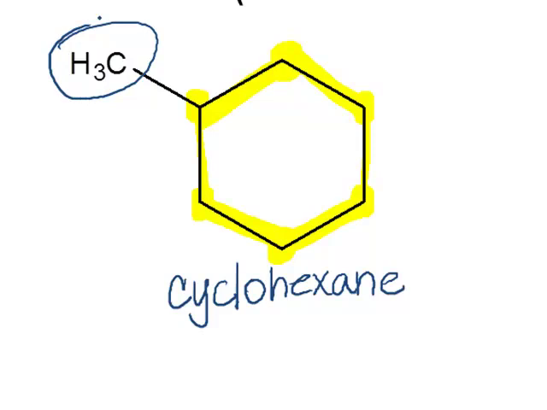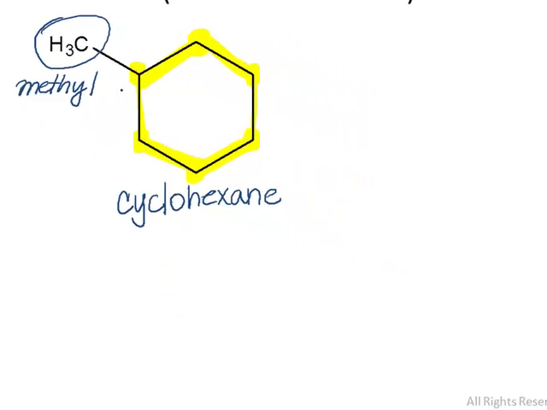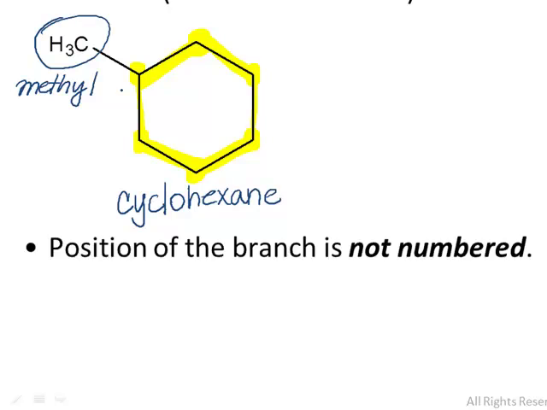Now I need to add to it the name of the branch. This branch has just one carbon in it, and just like we've seen previously, one carbon in a branch means that I'm dealing with the methyl branch. What's different about cycloalkane naming than branched alkane naming is that we don't need to number the position of this branch. And the reason is it's arbitrary where I can start and stop numbering the ring. This means that the name of this compound would be methylcyclohexane, all one word and all lowercase.